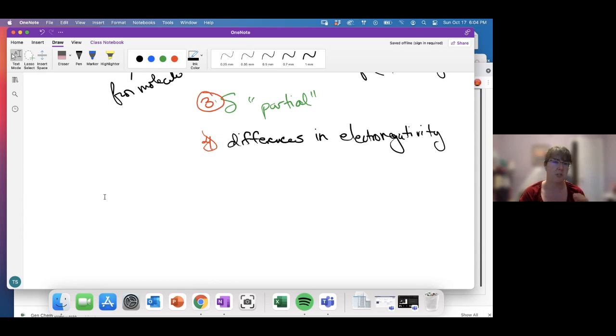Your exam is October 23rd, and you need to log on as close to 10 a.m. as possible, because we will shut that thing down at 10:30. So make sure that you are logged in at 10 a.m.